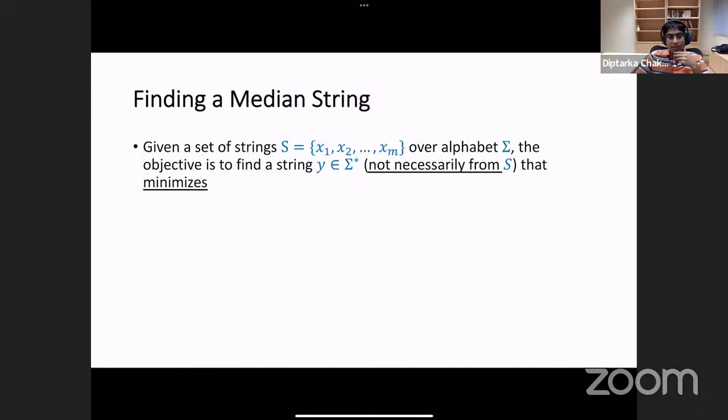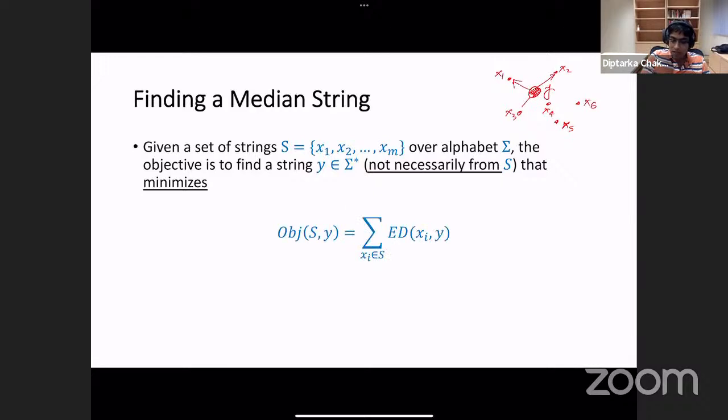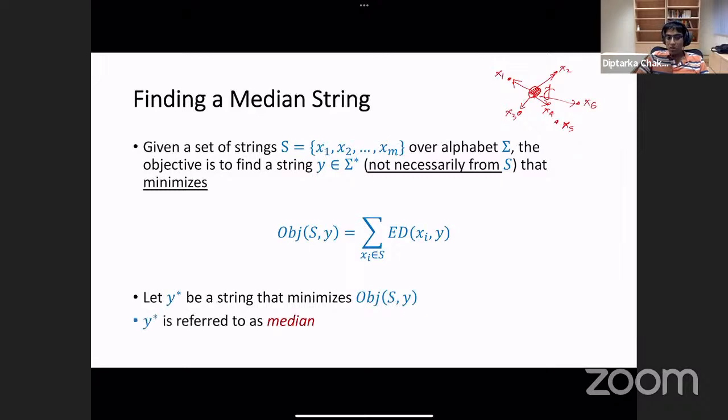So here is the problem statement. Given a set of strings x1 up to xm, the objective is to find another string y from the ambient space. So here are basically our given strings x1, x2, x3, x4, x5, x6, and so on. And what I want is to find some string, which need not be the same as one of these inputs, but could be somewhere here, some y, such that it minimizes the sum of distances from each of the input strings. This sum of distances is our objective value, and that is what we want to minimize. And suppose y* is a string that minimizes this objective value, then we call y* a median.